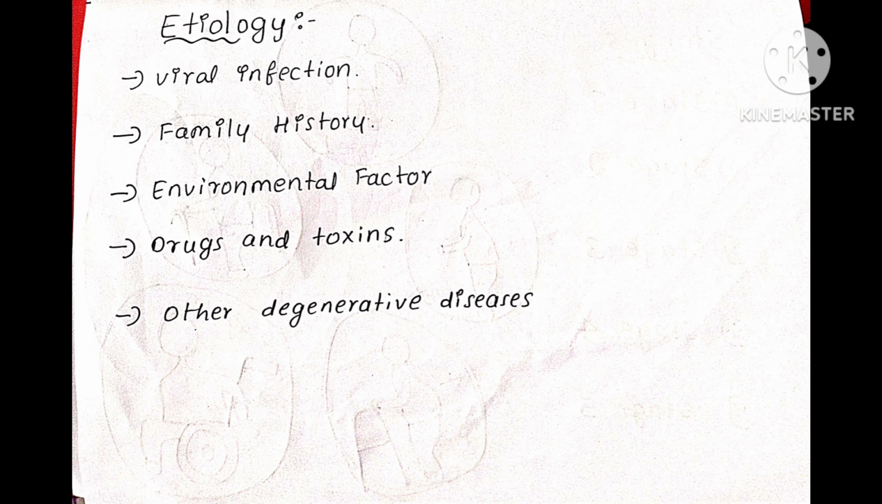The next one is family history and hereditary history. If family members have Parkinson's disease, the next generation has an increased risk of Parkinson's disease. And next, trauma to the head, neck, or upper cervical spine. In this case, the person has an increased risk of Parkinson's disease.